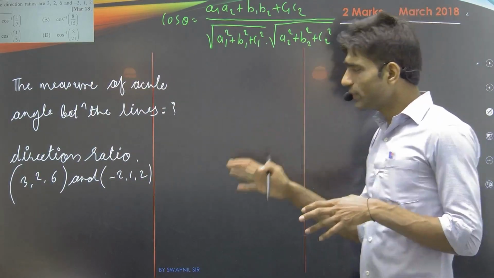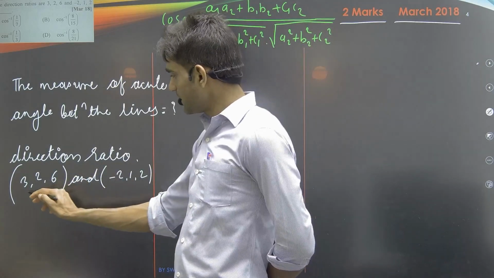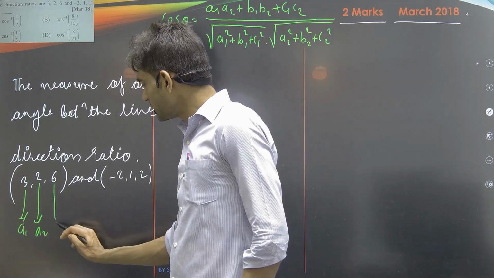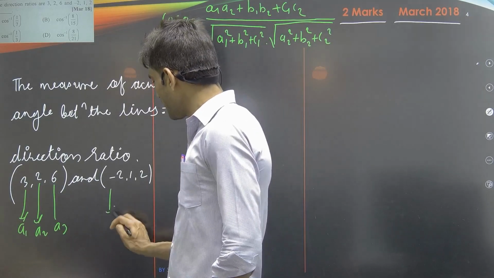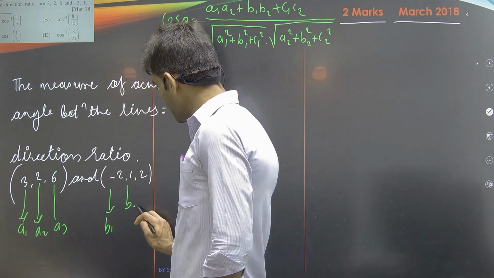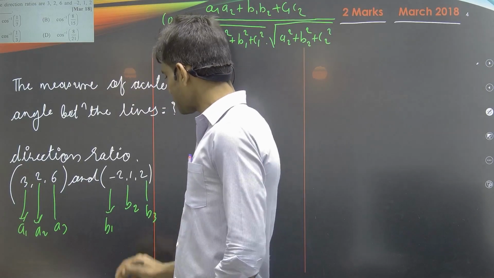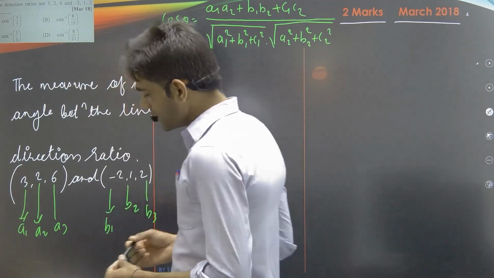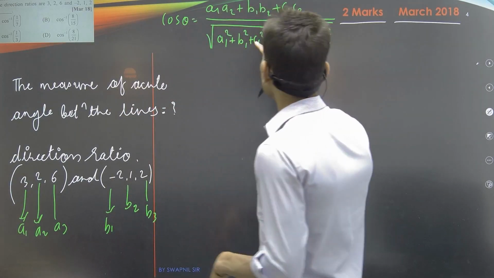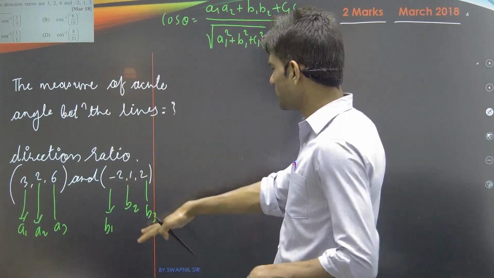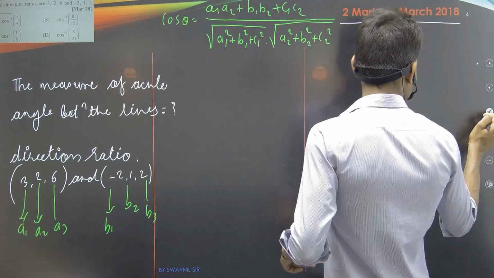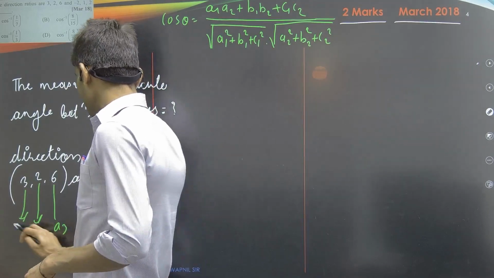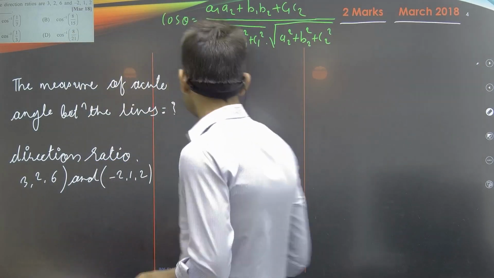Here a1 is 3, a2 is 2 and a3 is 6, similarly b1, b2 and b3. We don't need this form, so let me write them down in a separate form, as a1, b1, c1 and a2, b2, c2.